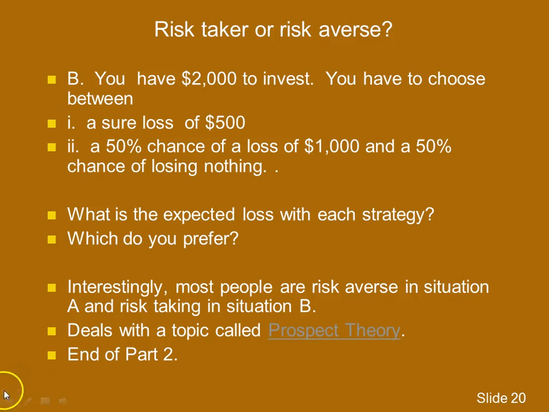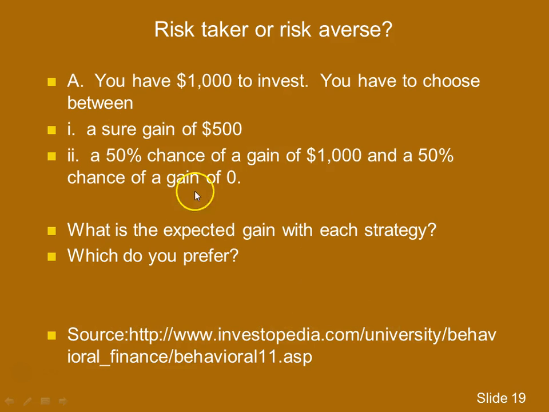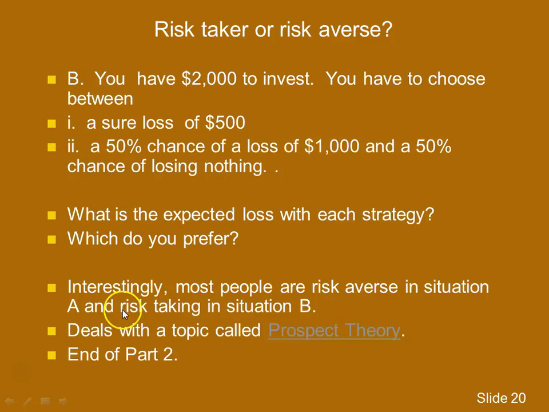Yet interestingly, research has found that that's not generally what people will do. Most people are risk averse in situation A. In other words, they'd rather take the sure gain, they'd rather not flip the coin. And an overwhelming majority of people do take the risk in situation B. They'd rather flip the coin to avoid a sure loss.